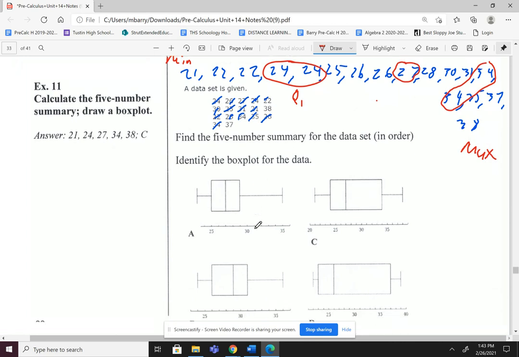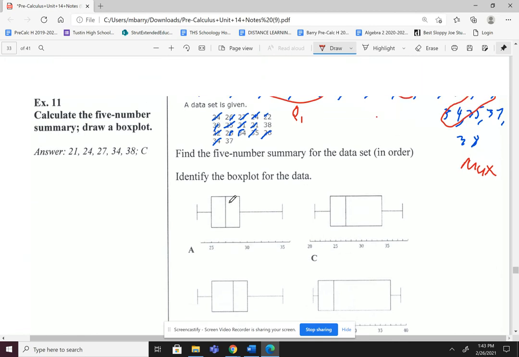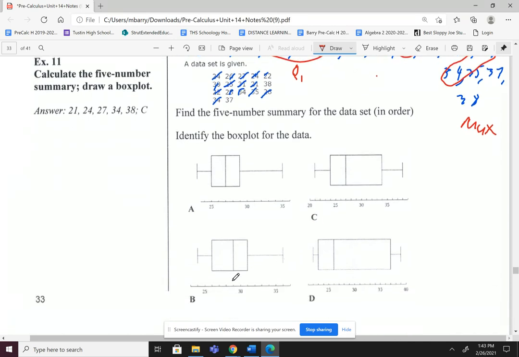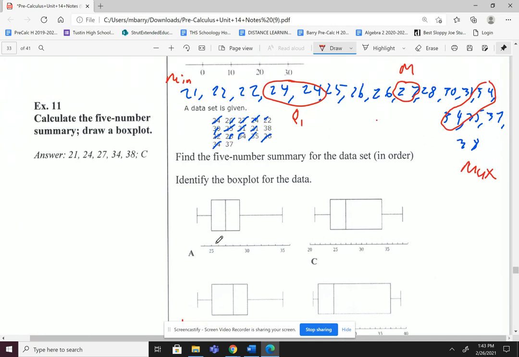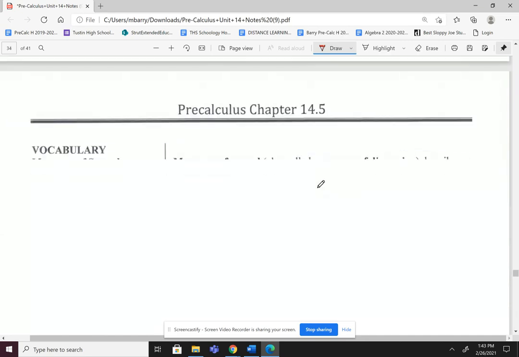So you just got to find the box plot that has that. So 26, 27 for the median on this one. That is my median. Okay, that one has a median of 27 as well. This one is not a median of 27. And this one is a median of 27 as well, okay? So Q1 is 24. This one you could see is 25, so that can't be it. This one could be it. And then Q1 is 23 here, so that can't be it. So it must be C by the process of elimination.